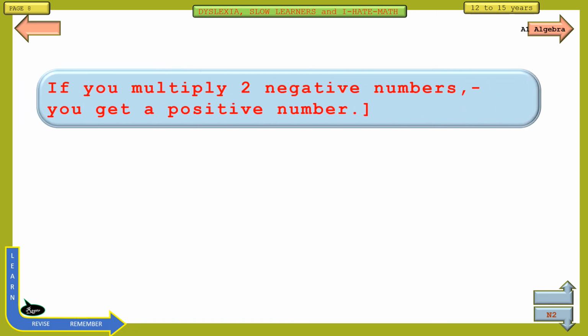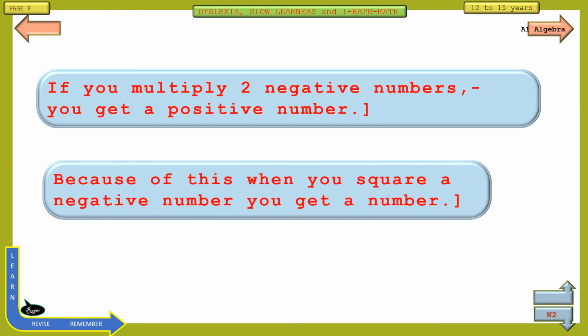The consequence of two negatives making a positive is that if you multiply two negative numbers, you get a positive number. Further, because of this, when you square a negative number, you get a positive number. For example, -2 times -2 equals 4. We will deal with this in more detail later.